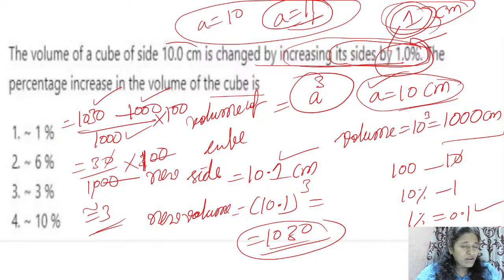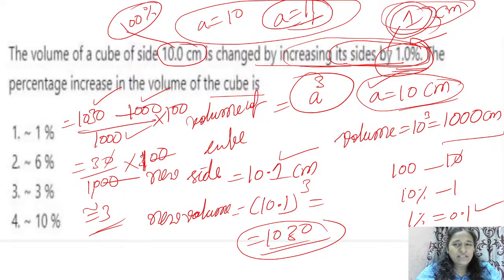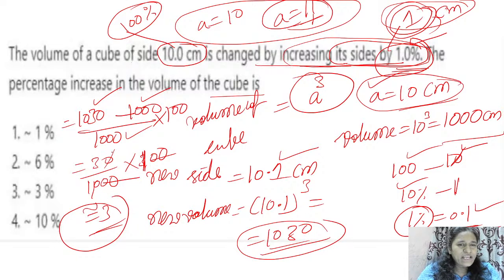That means the initial one is 100%. In this 100%, it is increased by 1%. That means 100% is 10 in the starting. Then what is 10%? We have to remove one zero, right? 1. Then what is 1%? That is 0.1. This is the percentage increase in the volume of the cube.